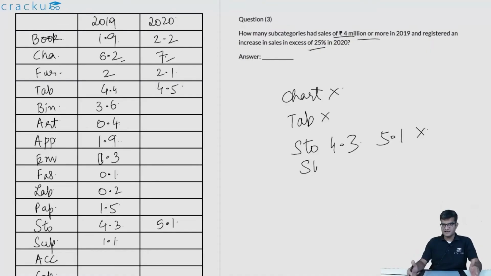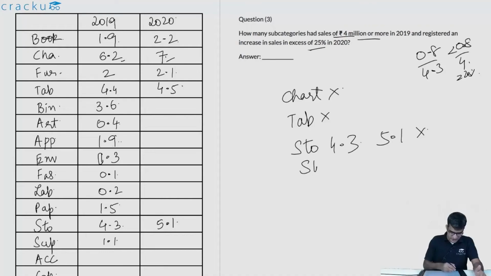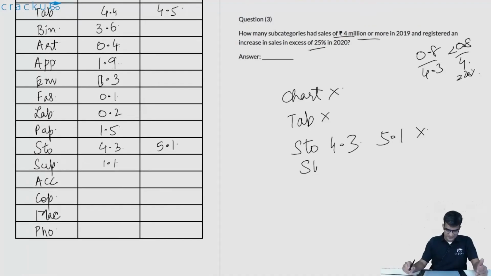But it will actually be less than 20%. You can calculate it if you are not convinced about the logic. But 0.8 by 4.3 will be less than 0.8 by 4, which is equal to 20%. So using this logic, without even calculating, we can figure out that storage also hasn't increased by 25%. Only the remaining 4, which are accessories, copiers, machines and phones, are remaining.